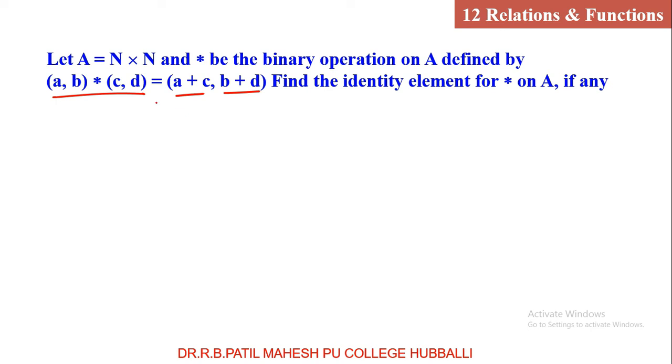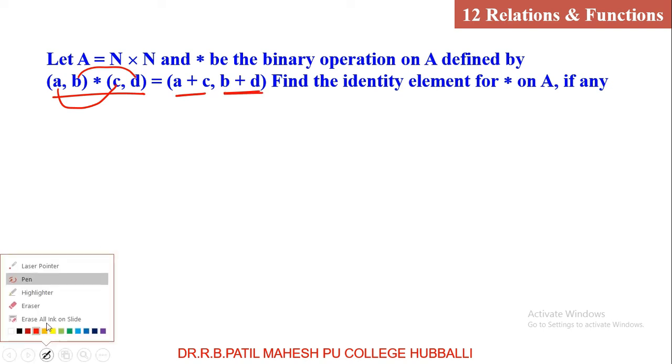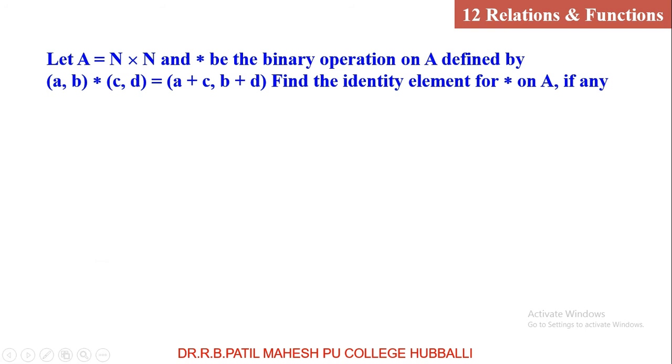Hope you all remember that I have solved this type of example in the last video: adding first elements and second elements, so that a plus c and b plus d is the operation, students. So taking this operation, find the identity element for the star on this set A if it exists. If any, means if there is an identity element, find it out. Otherwise say it does not exist. Solution.